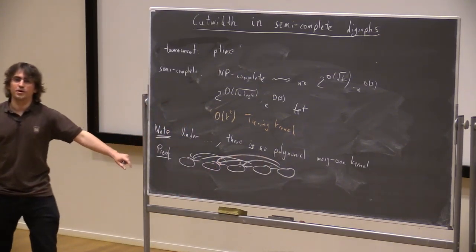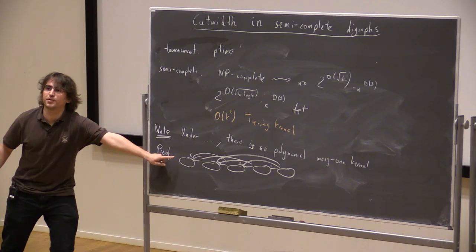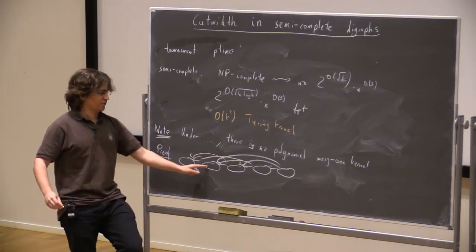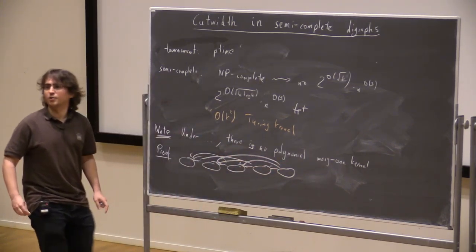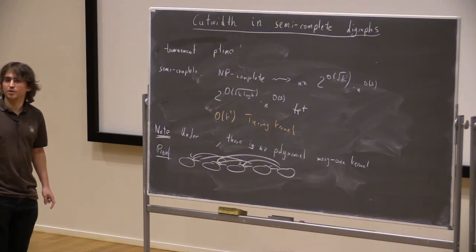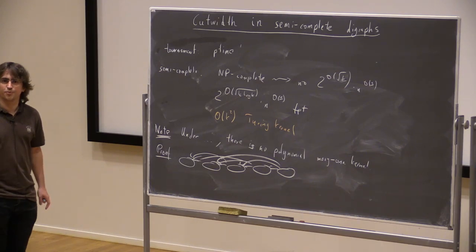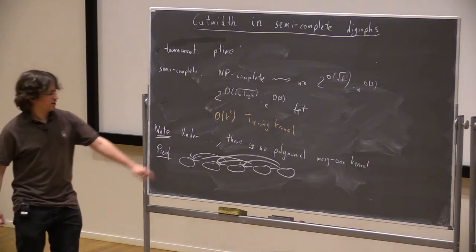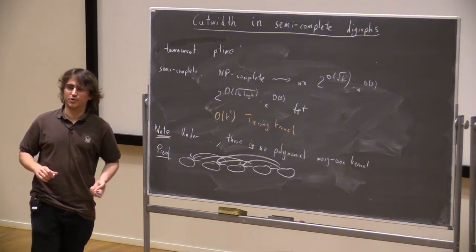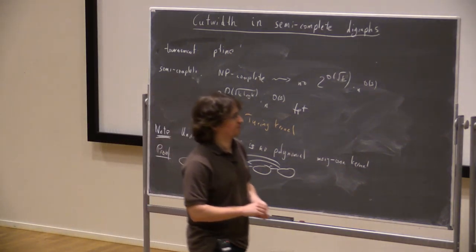And you can easily see that this graph has cutwidth at most k if and only if each of those summands had cutwidth at most k. So this is an AND-composition, and by the result of Andy Drucker, the problem doesn't have a polynomial kernel unless NP is contained in coNP with polynomial advice.